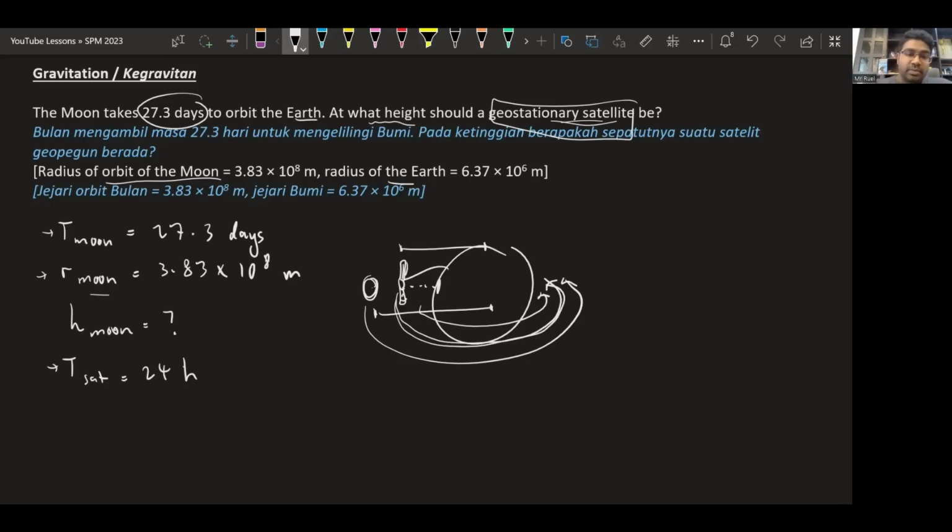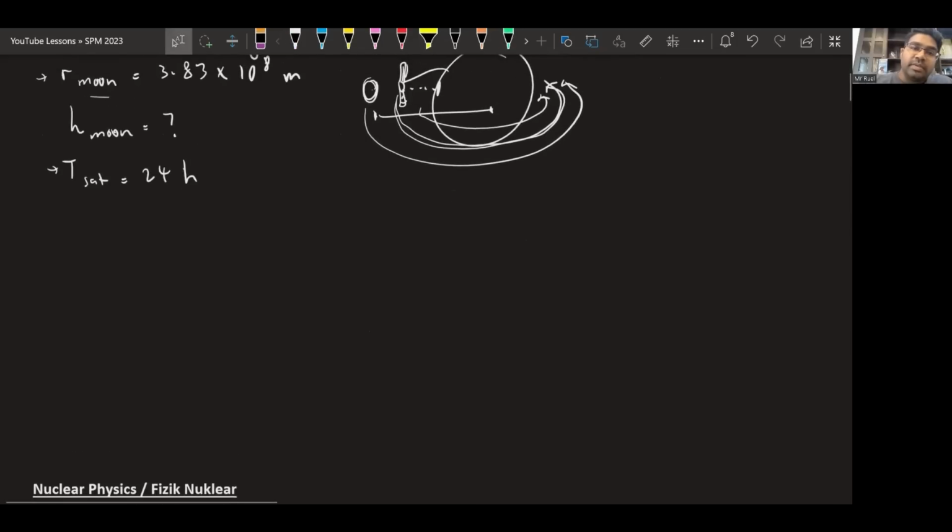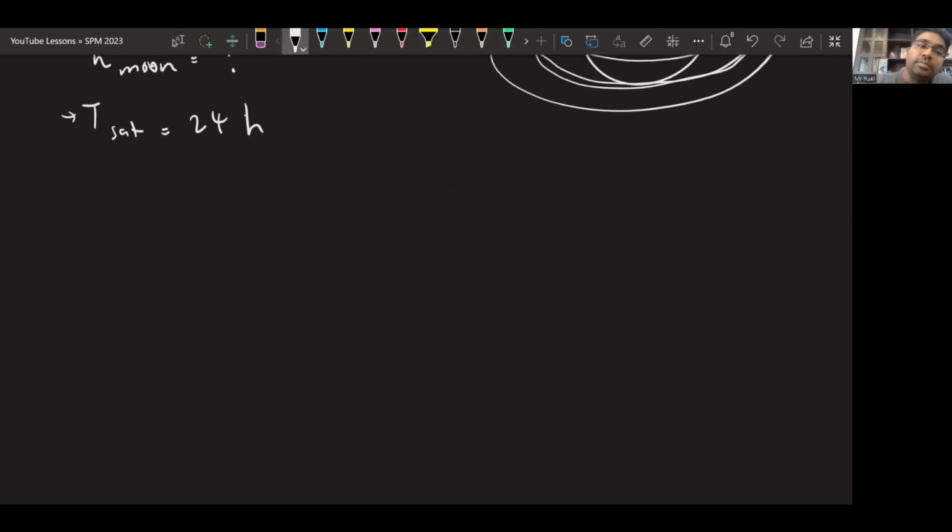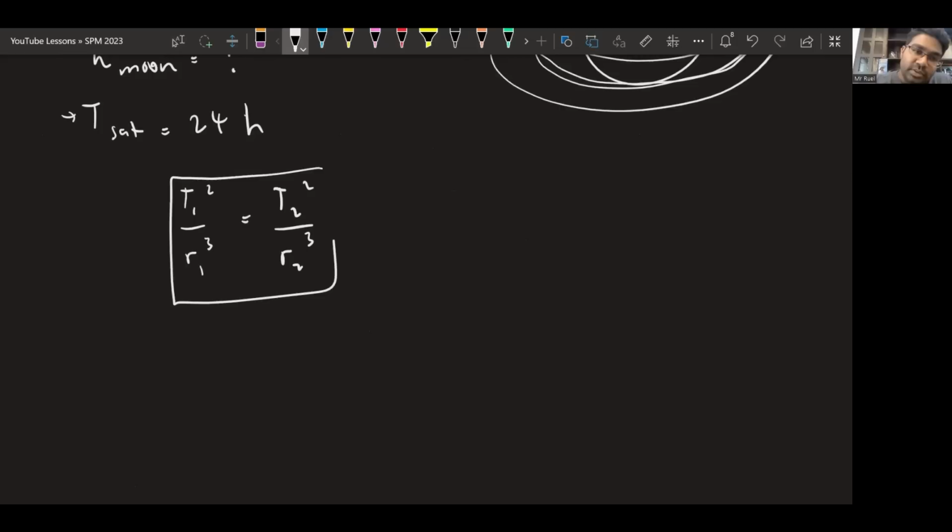So what formula do we use here? This one will be given to you. We are using the formula T1 square over R1 cube is equal to T2 square over R2 cube. So this will be given to you. This is using Kepler's third law. Kepler's third law says that the square of the orbital period is directly proportional to the cube of the orbital radius of an object, right?